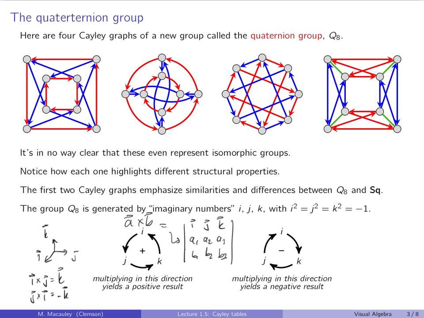So if you do this for i, j, and k, for example, for i cross j, i is 1, 0, 0, and j is 0, 1, 0, and then you take the determinant of this. If you don't remember what the determinant is, I'm not going to explain it to you, but just think that multiplication of these things behaves just like the cross product of i, j, and k in vector calculus.